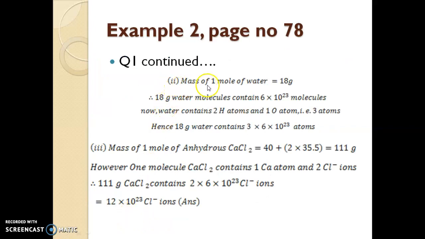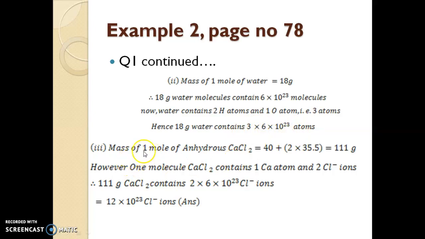So next is the mass of 1 mole of water, which is 18 gram. So 18 gram contains Avogadro number. Now water contains 2 hydrogen and 1 oxygen. So total 3 atoms. So how many atoms do you have? 3 × 6 × 10^23 atoms. That is, it will come as 18 × 10^23.